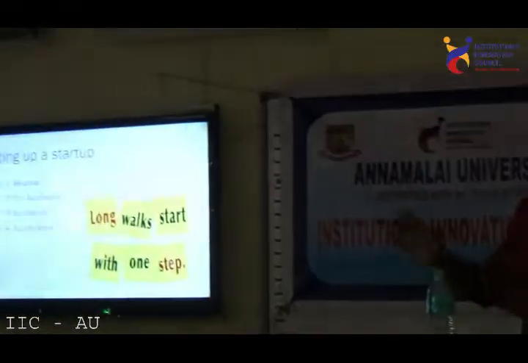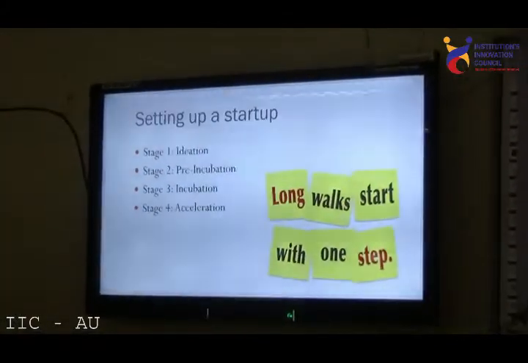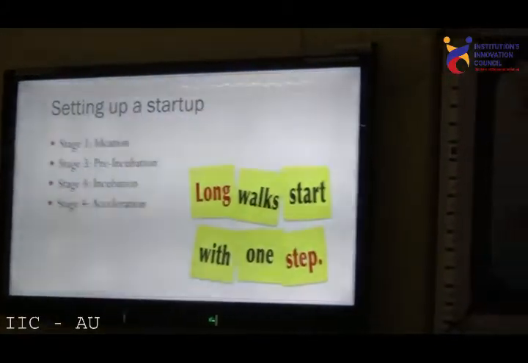Next slide. Setting up a startup. How can we set up a startup in India? For setting up a startup, there are 4 stages. One is ideation, next is pre-incubation, then incubation, and the last one is acceleration. This is the procedure by which a company goes through ideation, pre-incubation, incubation and acceleration.